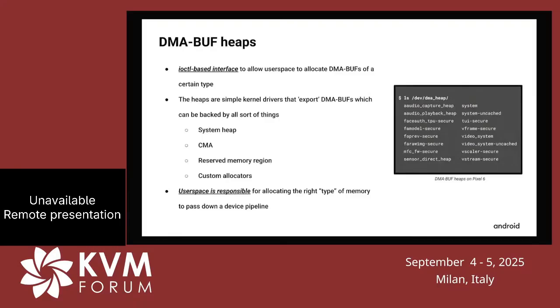dmabuf heaps are probably a little bit less known, but they're basically an IOCTL interface to user space that lets user space allocate dmabufs. The idea is that a dmabuf heap is basically a small kernel driver that exposes a file to user space. You have an example on the right-hand side of the picture of the dmabuf heaps we have on a Pixel 6 device. Don't ask me what they do. I have absolutely no idea, but there's plenty of them. It's a popular thing in the mobile world.